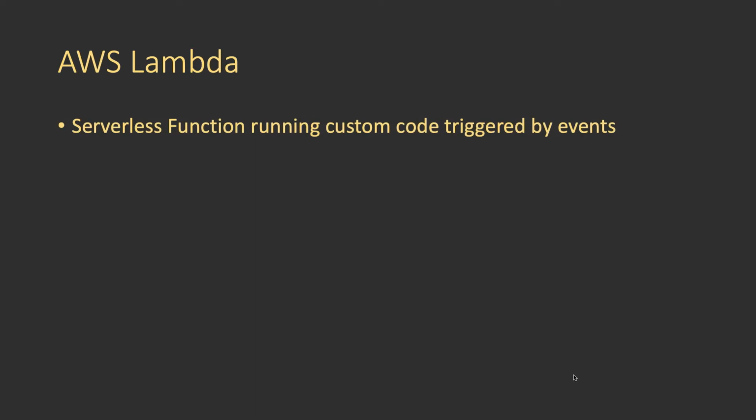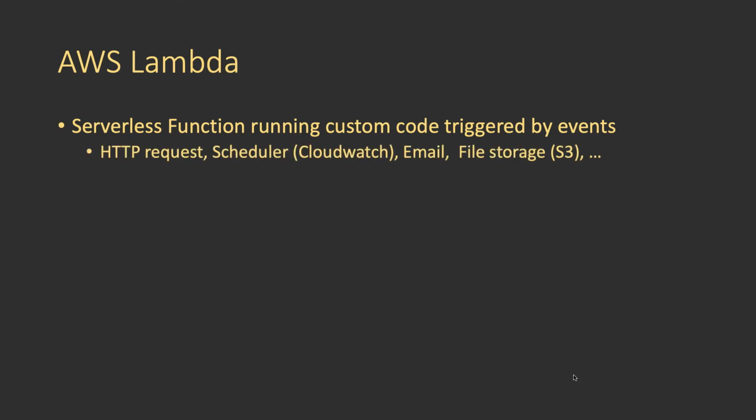What is AWS Lambda? AWS Lambda is called a serverless function that runs custom code that is triggered by an event. Events that can trigger a Lambda function can be HTTP requests. It could be scheduler events from CloudWatch. It could be an email, for example, or something that happens in an S3 file storage bucket.